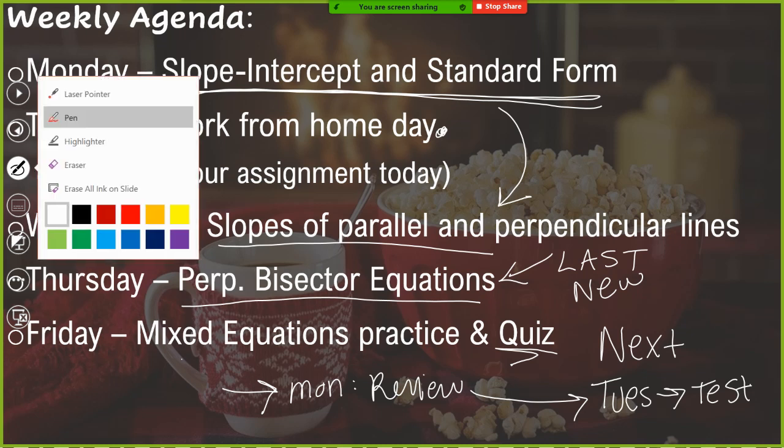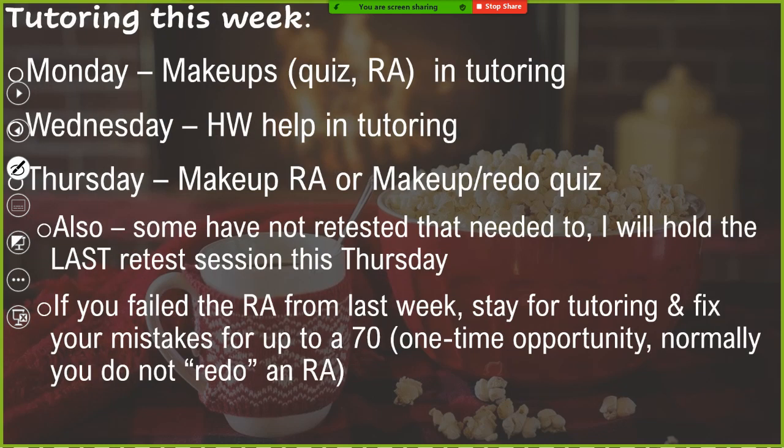All right, for tutoring this week, today is going to be a makeup day. So if you were absent for the RA last week, or if you were absent for the quiz that we took on Friday of last week, you can stay after school today and make that up. Wednesday is going to be homework help. And then Thursday is going to be another makeup day, so you can also stay Thursday if you need to make something up, or a redo / re-quiz day.